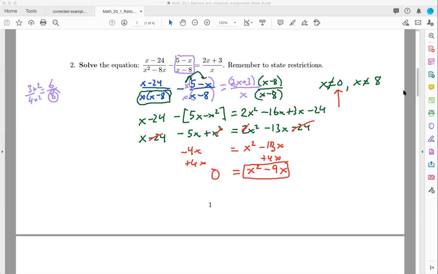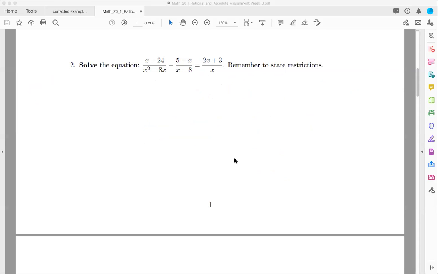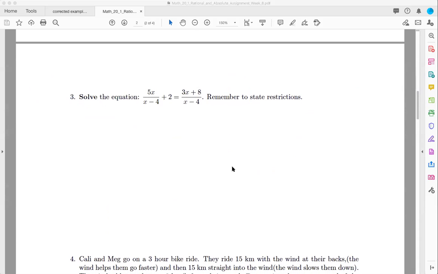Okay, so let's take a look at our next example. We need to solve this equation. Again, it looks a little daunting because we have a rational term here, we have just an integer, and then we have another rational term on the other side.